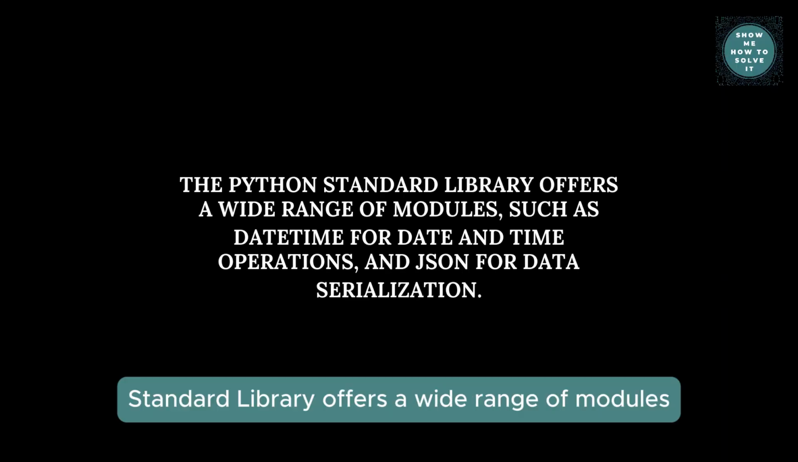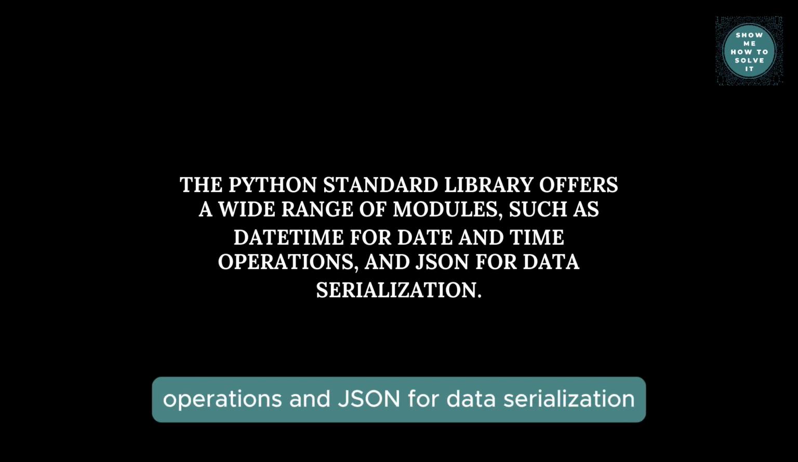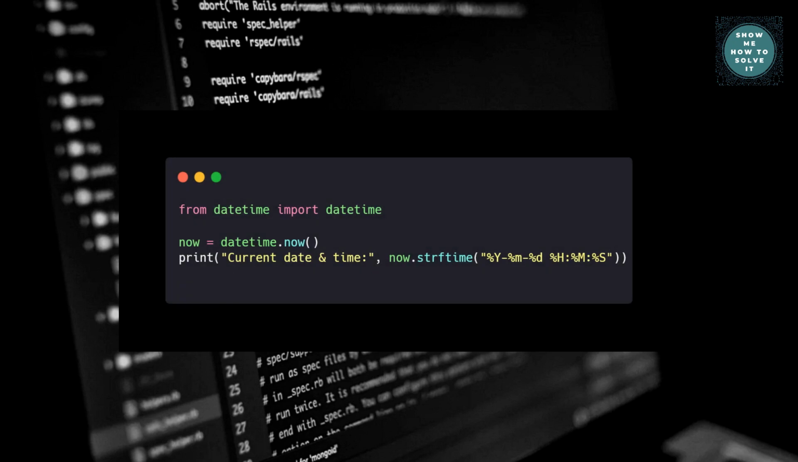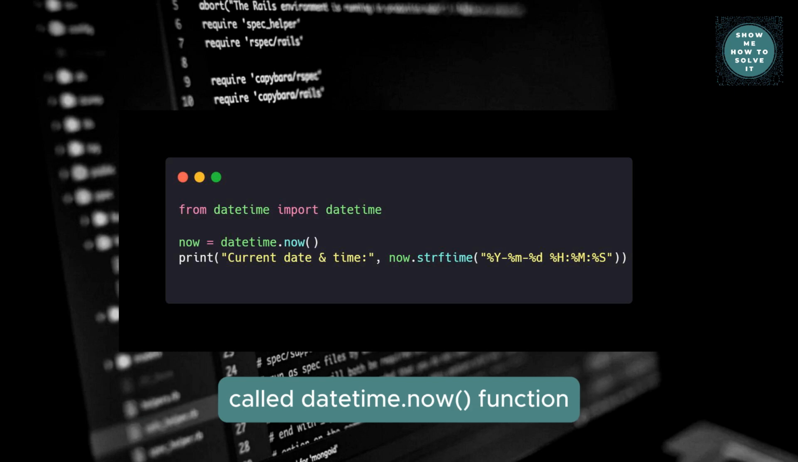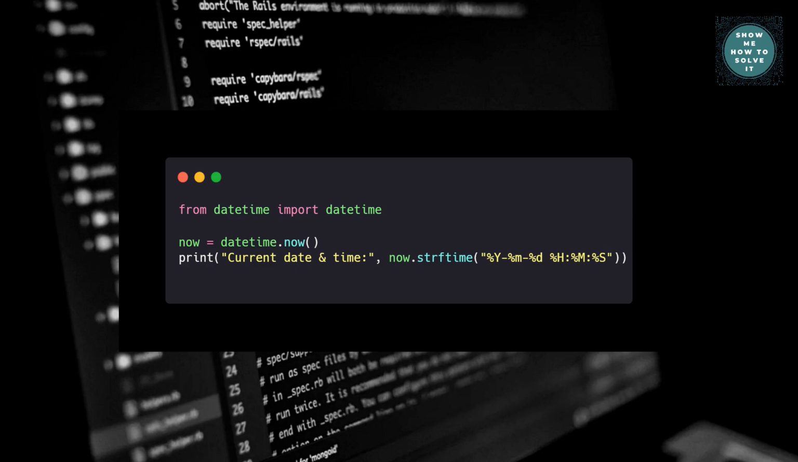The Python standard library offers a wide range of modules, such as datetime for date and time operations and json for data serialization. In this snippet, we import datetime from the standard library, call datetime.now() to get the current date and time as a datetime object, then use its strftime method to format and print a timestamp.